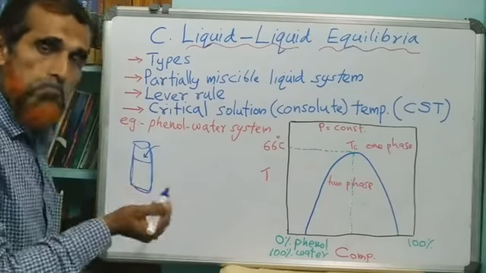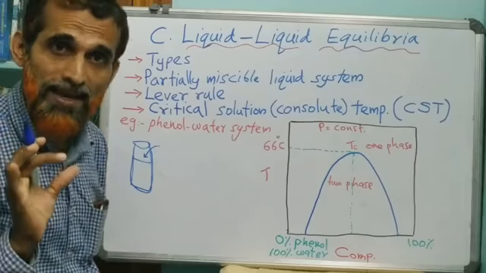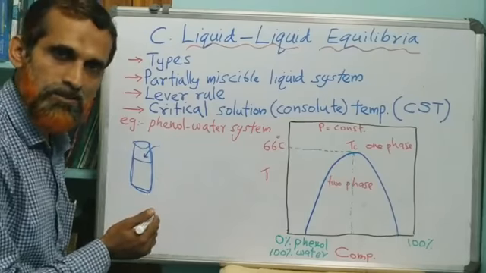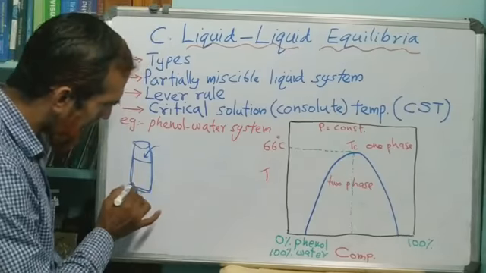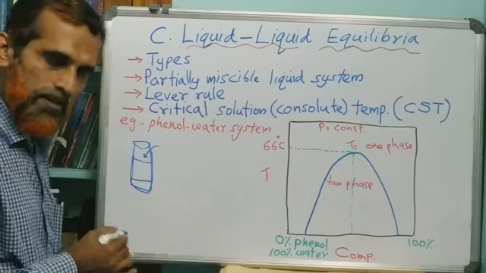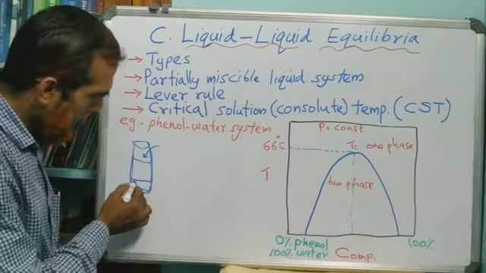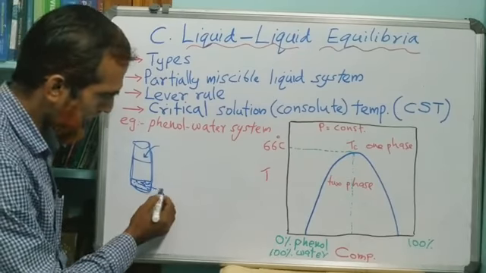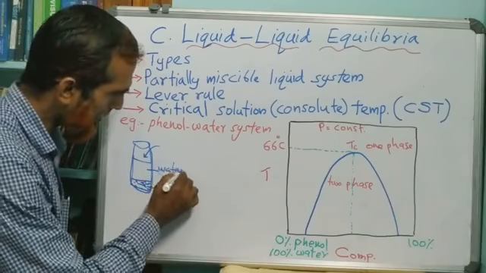So when you add more phenol, a stage is reached when they become insoluble or they separate into two layers. On adding more phenol, phenol being more dense will go down and form a layer below. And it will remain as two layers. There will be a meniscus here. So this is the phenol layer and this is the water layer.